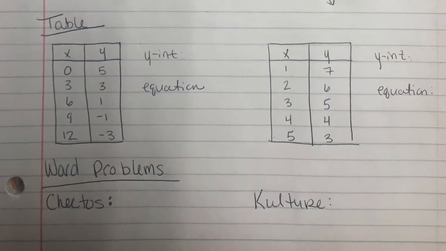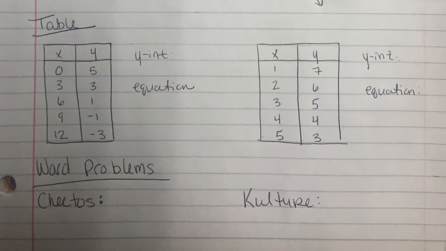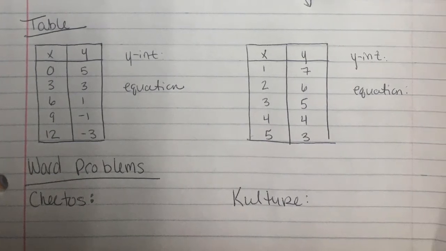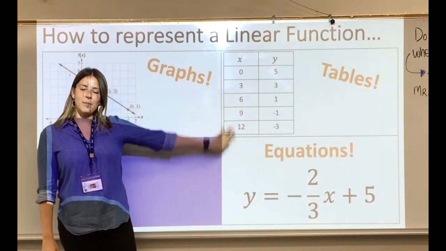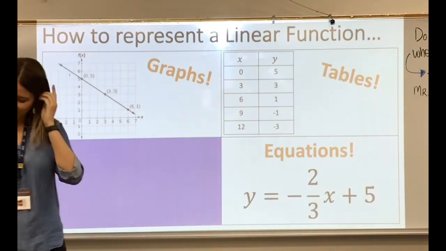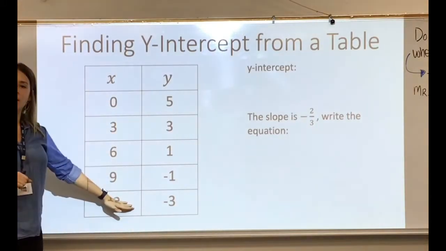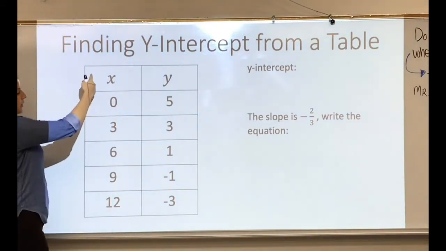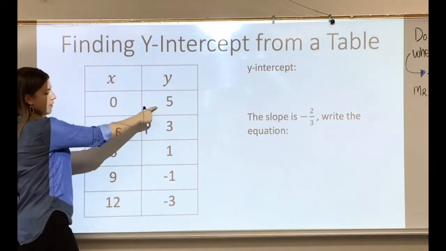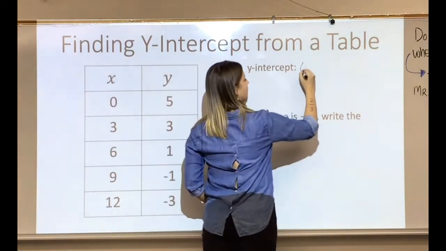Here are the last 4 examples, 2 tables and 2 word problems. Pause the video. The next thing that we're going to talk about is tables. We're looking in our table for our y-intercept. I'm looking for where x is 0. Here it is. So I know my y-intercept is 0, 5.